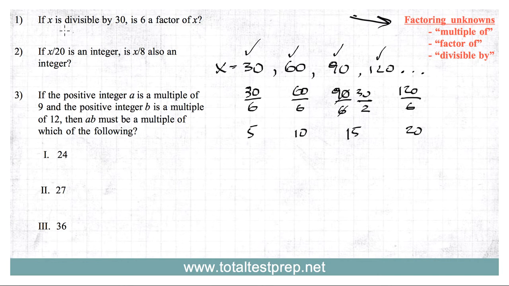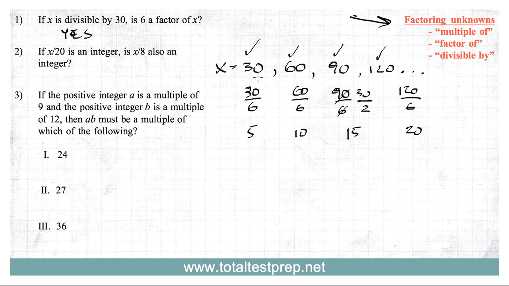And we can safely assume that, yeah, if x is divisible by 30, if it's a multiple of 30, 6 is also a factor of x. But we haven't actually proven it. What we've done is we've picked some numbers, and we're pretty sure that for whatever other multiple of 30 we pick, 6 is also going to be a factor. But how can we prove that 6 will always be a factor of any multiple of 30?